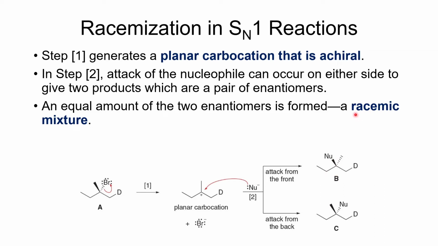Now, we talked about racemic mixtures before. The process of taking a stereogenic center and turning it into a racemic mixture is called racemization. So that process is called racemization. In SN2, we don't get racemization. In SN1, we do. And that is one of the big differences between the SN1 and the SN2 reactions, as far as how useful it is.